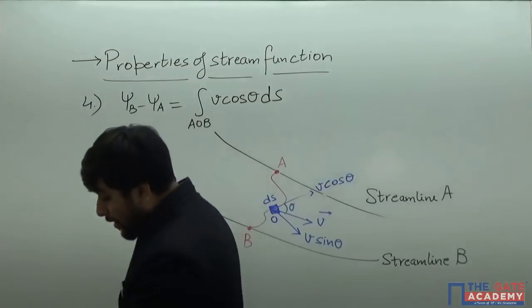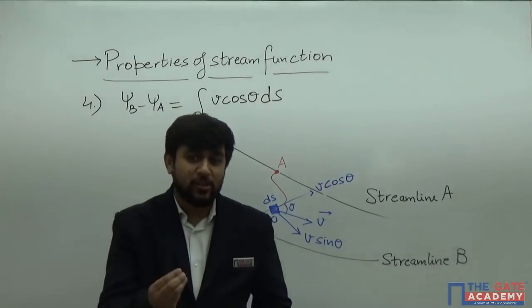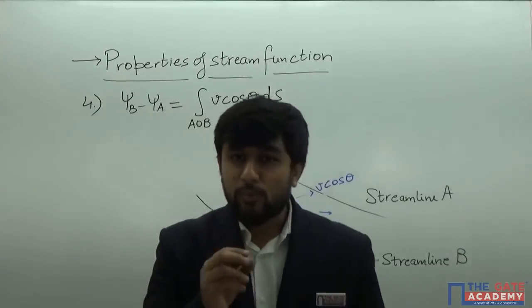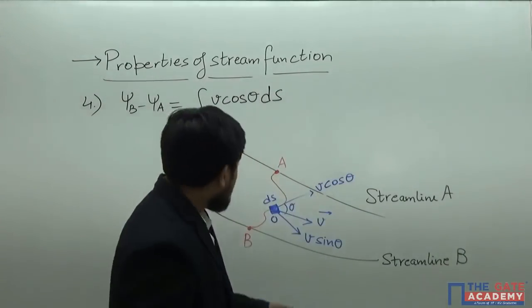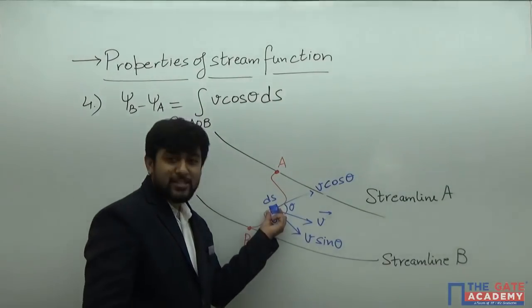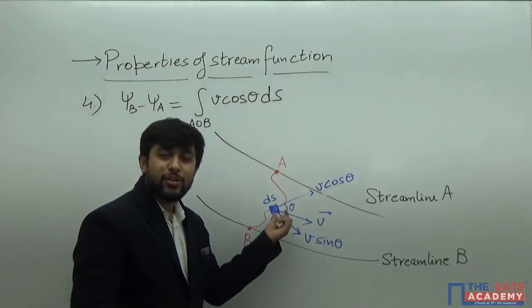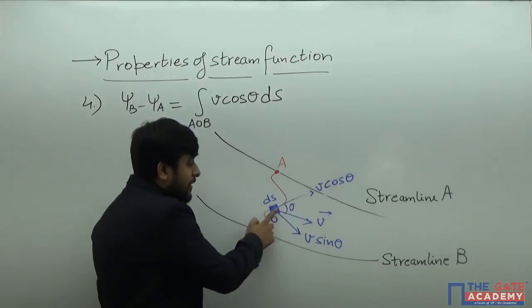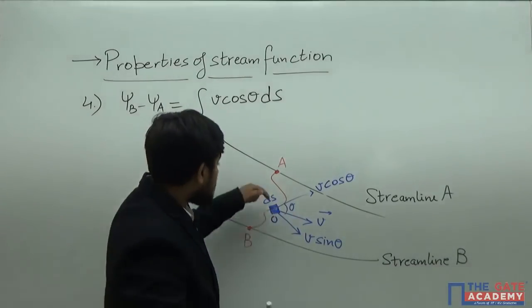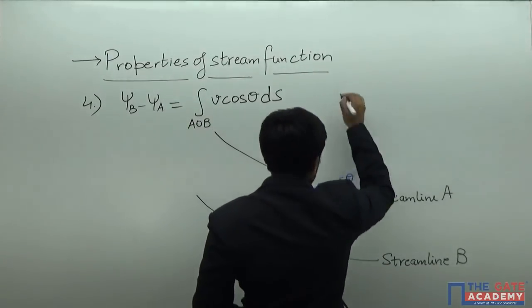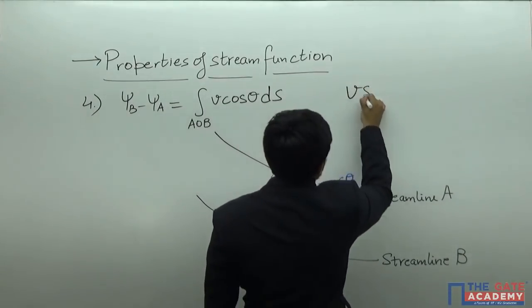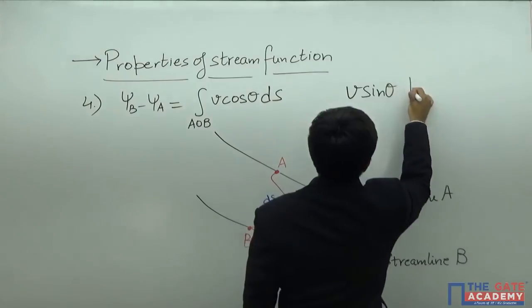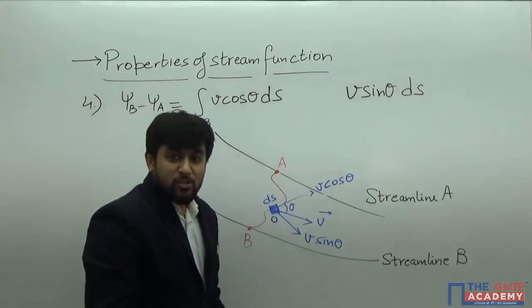Now if you remember, the discharge through any section is equal to the normal flow velocity into the area of the section, right? Now let us take this element ds. So ds into 1 unit width perpendicular to the plane of paper. So discharge will simply be equal to normal velocity component, which is v sine theta, into area of the section, right? This becomes ds.